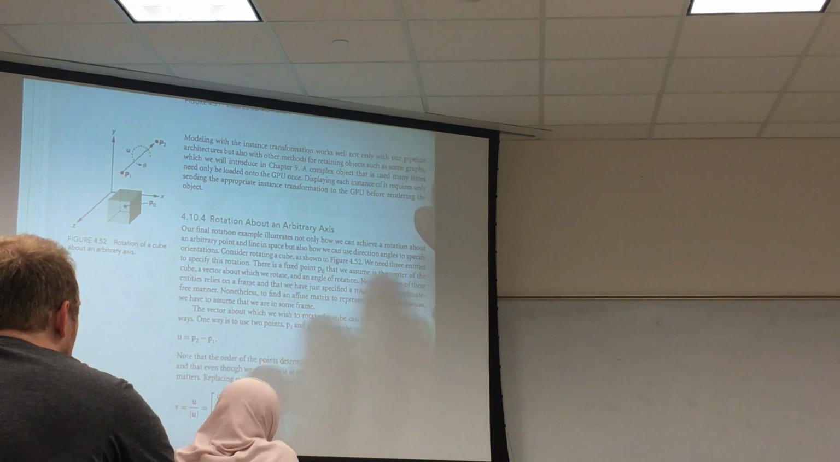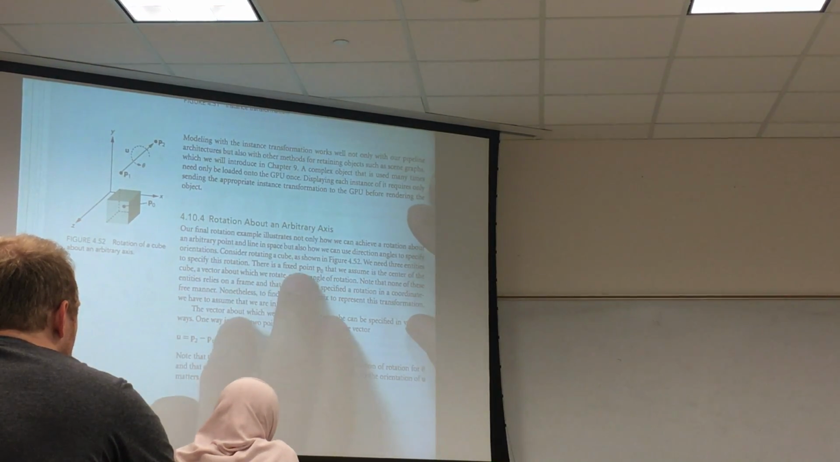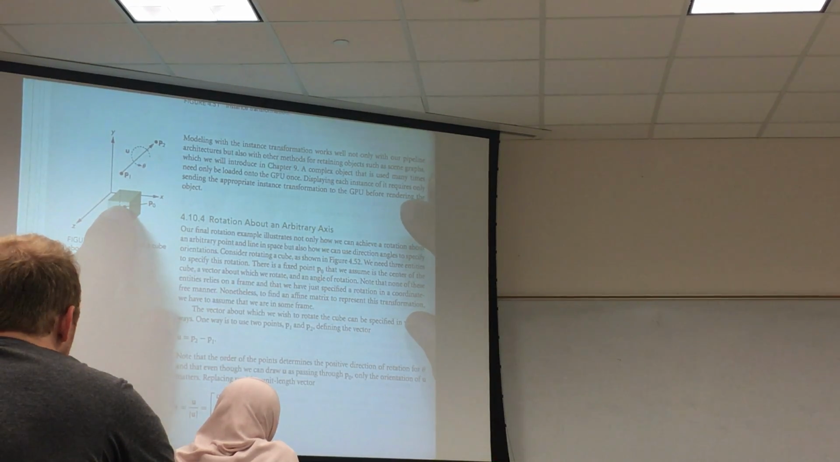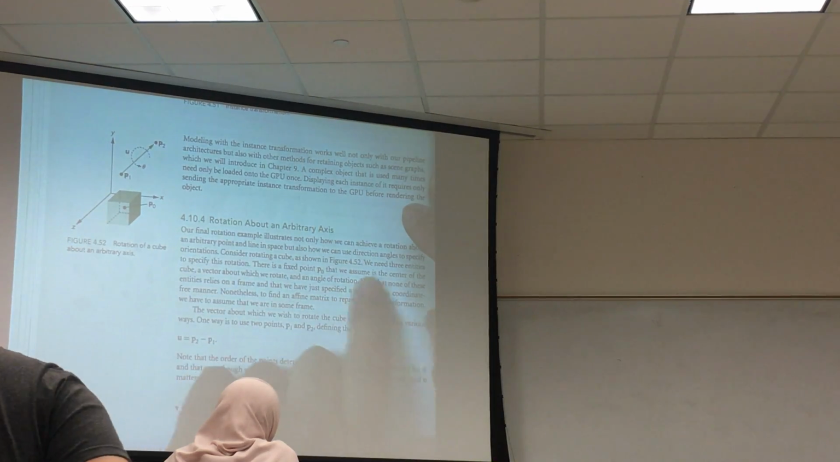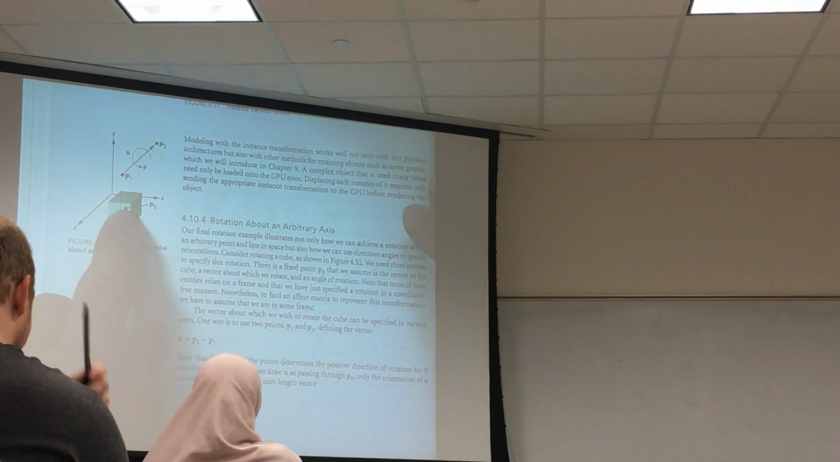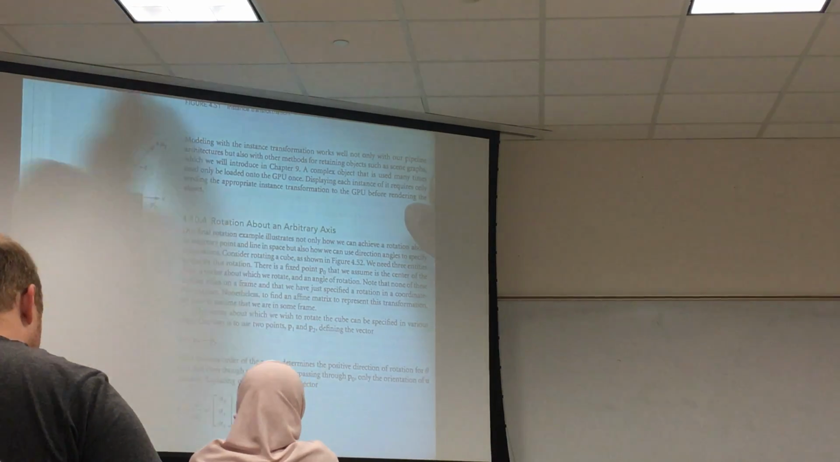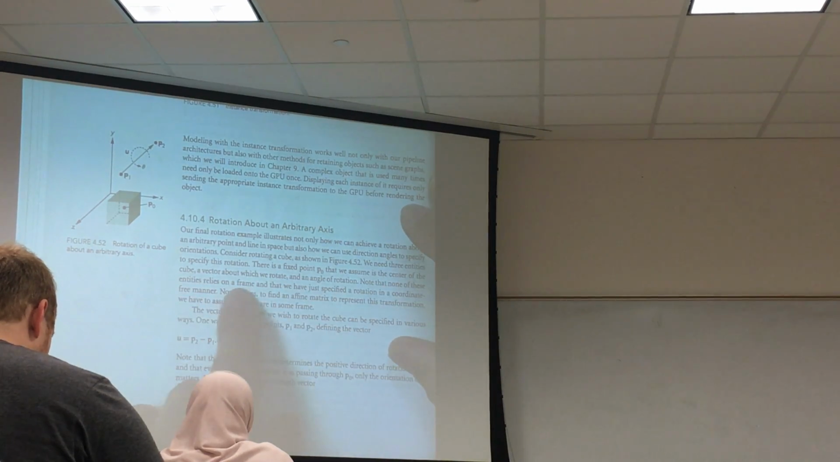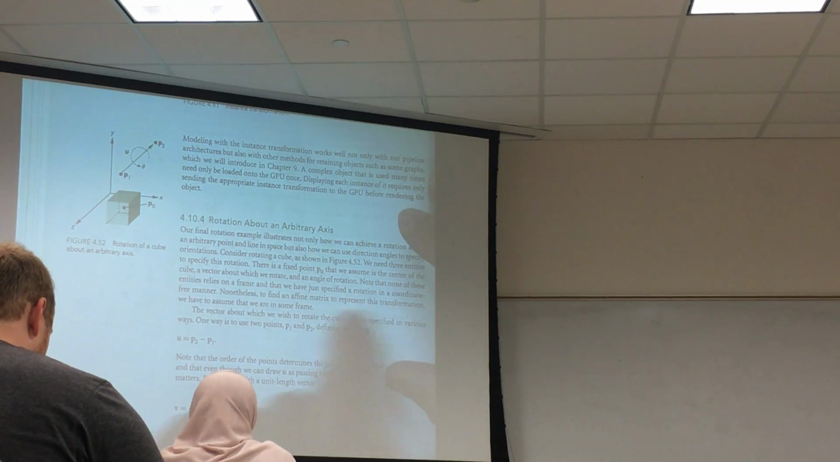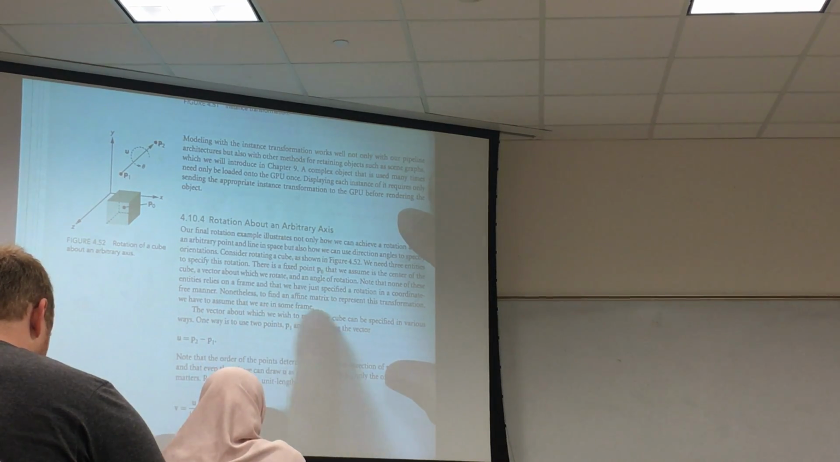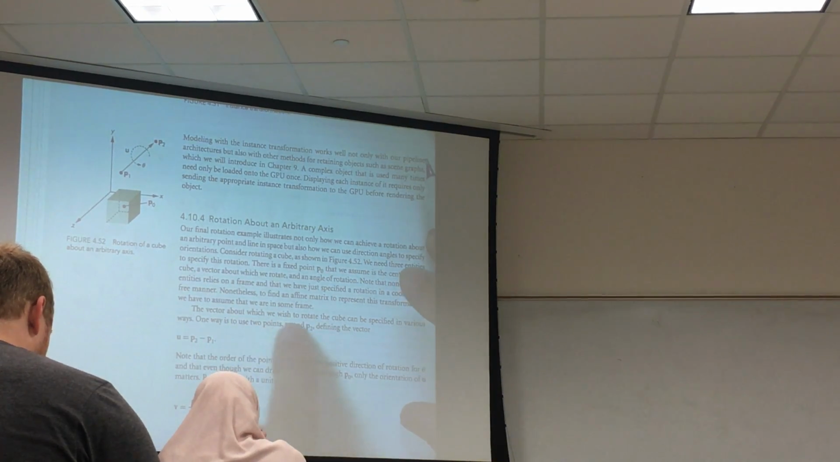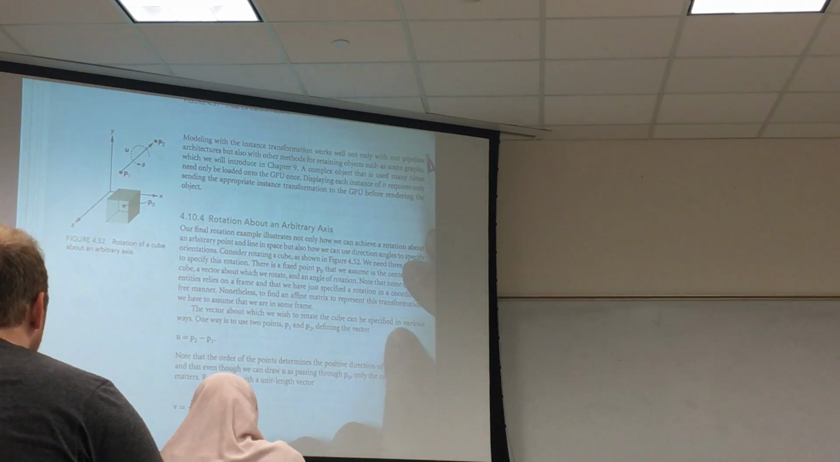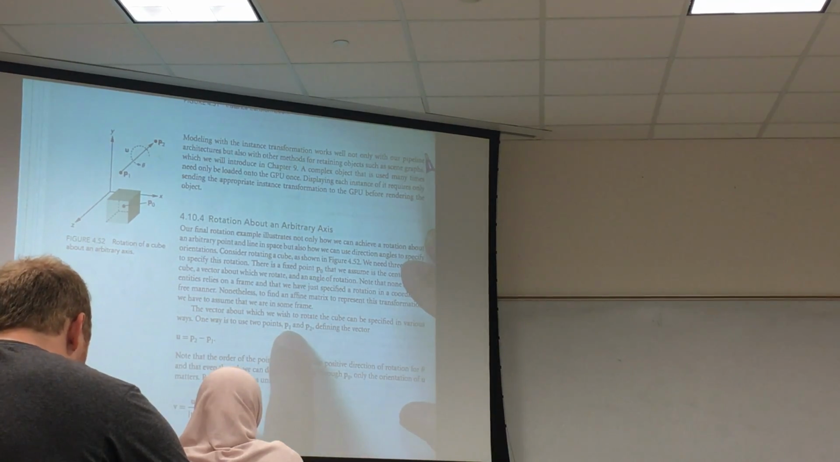Okay, so let's read. Here three entities are specified in this rotation. There's a fixed point, so P0 is the fixed point. Assume that's the center of the cube. Okay, so this is the object. I'm going to rotate this one around. Now this entity will define a line, a frame. So the vector about which we wish to rotate a cube can be specified in various ways. I'm going to use V.